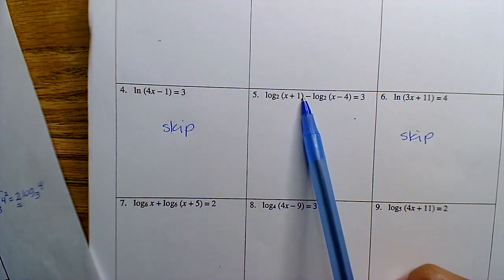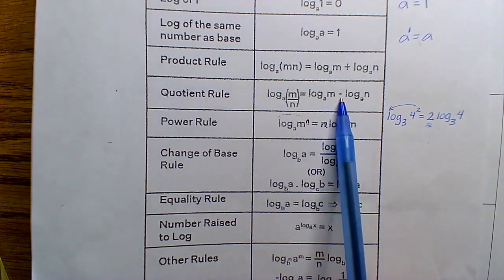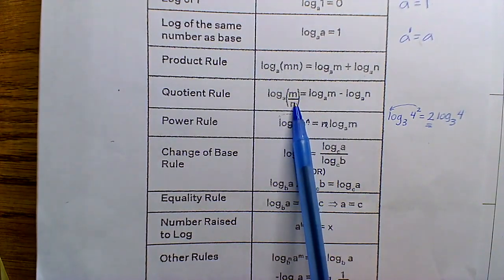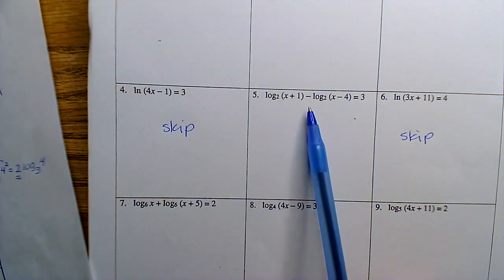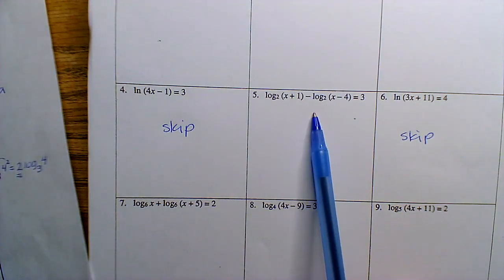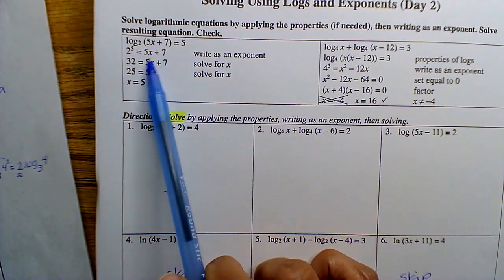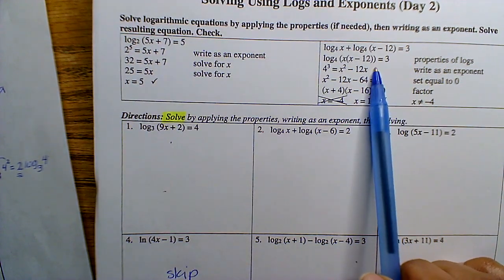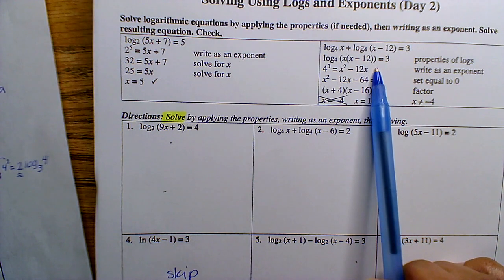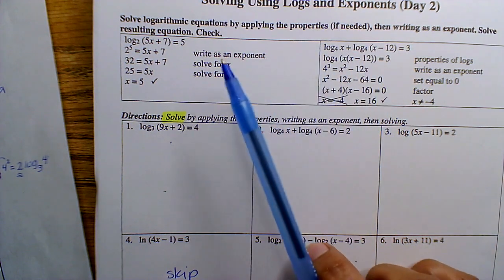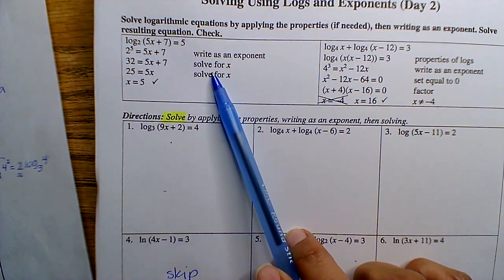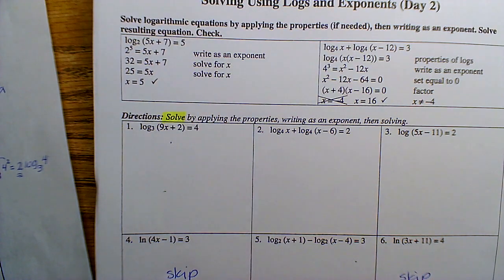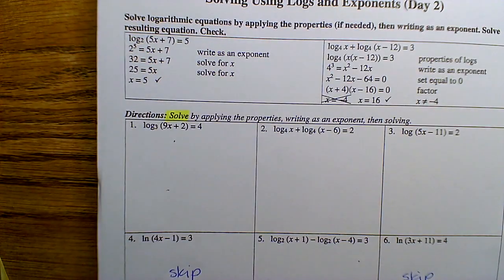So here, see how there's a subtraction? They want you to use the quotient rule for the subtraction to create a fraction. And now you have one log with a fraction, and so now you can make it look like these examples. So you have to use one of your log properties to make it first look like the left, and then you can start solving it. All right, so let's do the first one first.